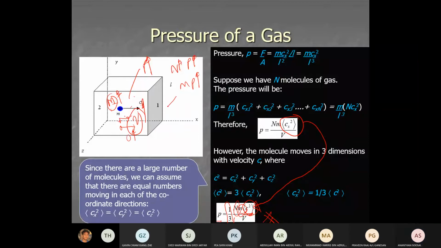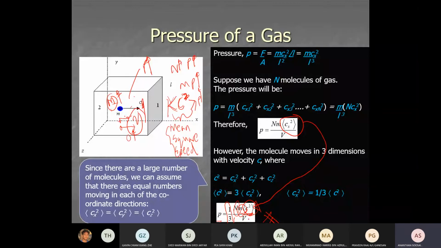So this c squared has a special name. The name of this speed is mean square speed. The mean square speed is like the average speed of the particles in a container. When the mean square speed increases, the pressure increases.